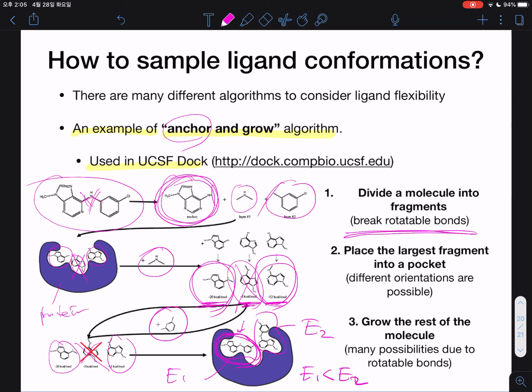Okay, so this is an example of the anchor and grow algorithm. The name comes from the largest fragment being considered as an anchor, so it binds first, and then the whole ligand structure is grown to form the complete ligand structure. This is one example of sampling multiple conformations, and there are many other programs, and each program uses its own different approach to consider the flexibility of a ligand.